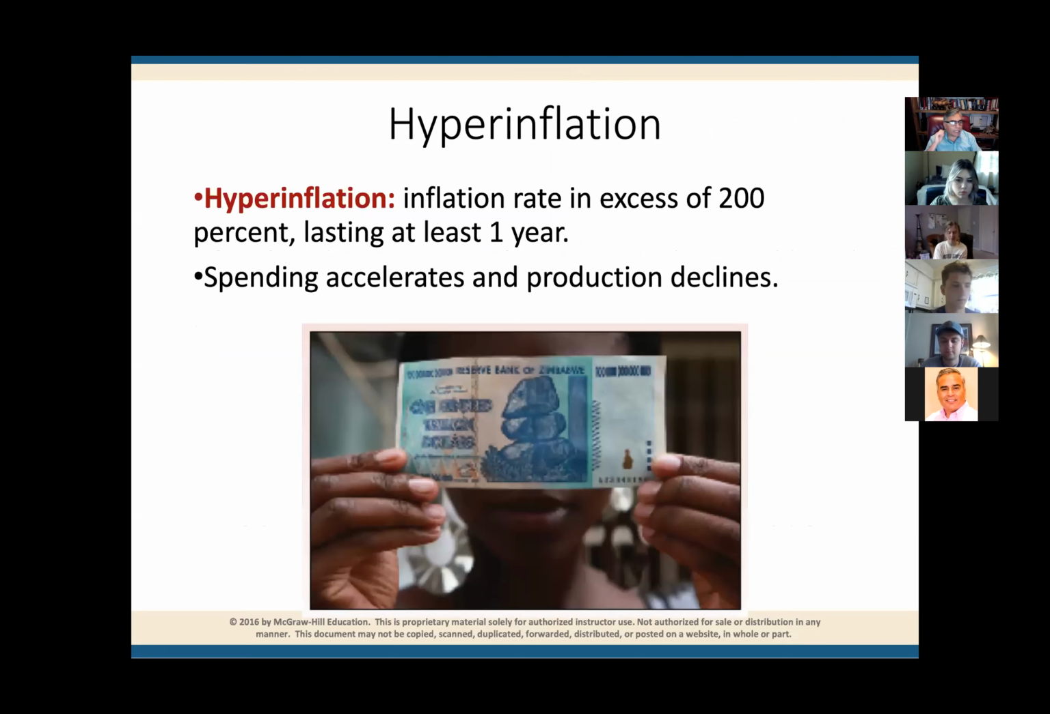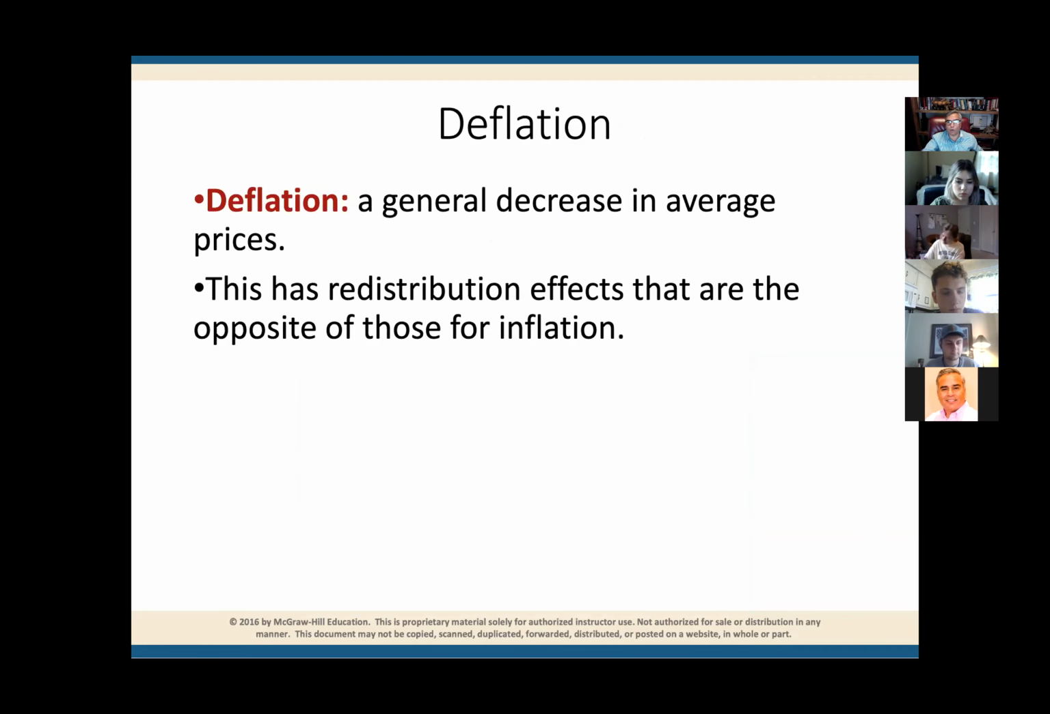Now, the worst thing that can happen in inflation is if inflation becomes hyperinflation. Hyperinflation is when the inflation rate exceeds 200% and lasts for more than 1 year. And this is when economies can totally collapse. Because if you really think about it, it means that everything you can think of will double in price in less than 1 year, right? And that's hyperinflation, inflation totally out of control, okay?